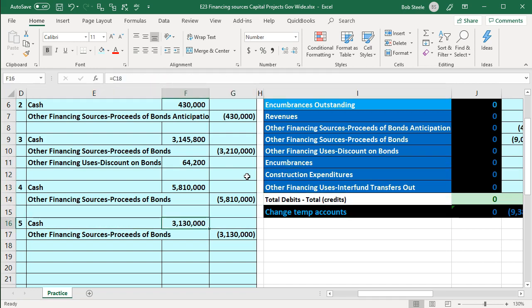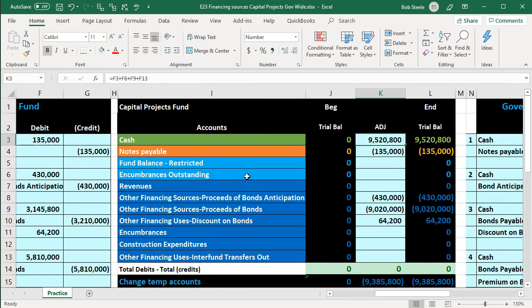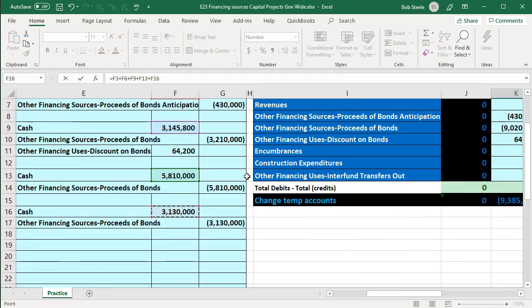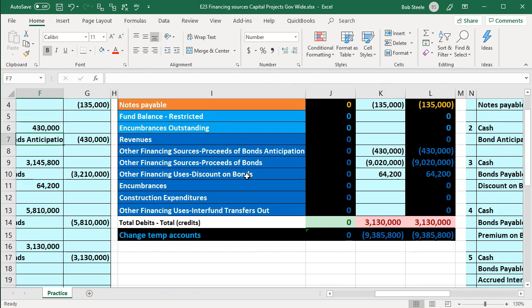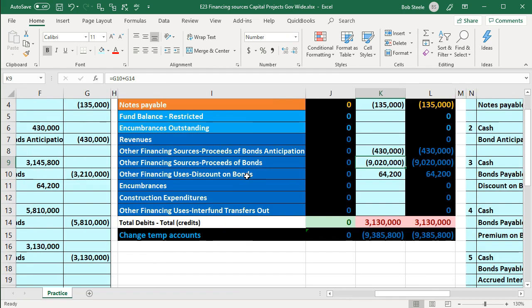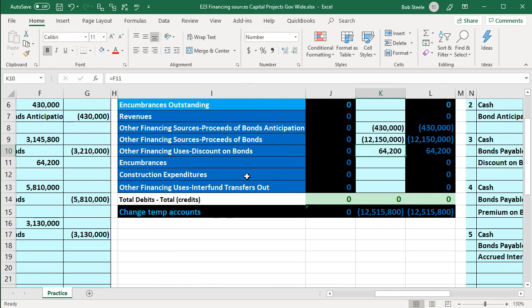Here's going to be the cash. So we're going to scroll back up. We've got cash up top. We're in cell K3, F2 plus F2. Scrolling back down, we're going to pick up that cash amount. And then the next one we want is going to be in the other financing sources, proceeds of the bond. We are in K9, F2 plus F2. Scrolling back down, we're going to pick up that credit and enter. So there we have that. That puts us back in balance.